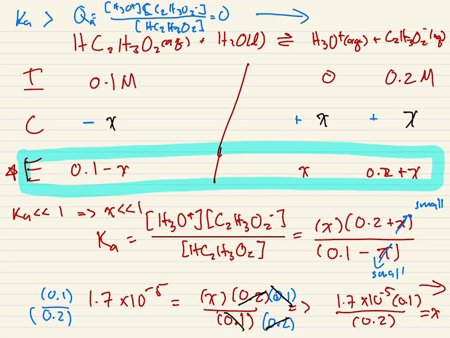So if we plug that in, 0.1 divided by 0.2 times 1.7. You should get about 8.5 times 10 to the minus 6.